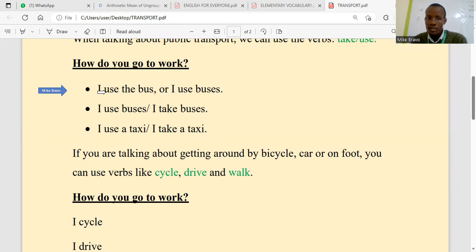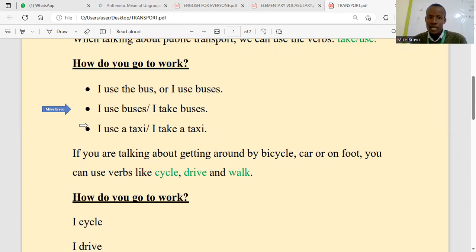You can use the statement I use the bus if you are talking about a specific bus, and maybe the person you are telling also knows that bus. Otherwise, if you use random, different buses, like maybe yesterday you used a different bus, today a different bus, and tomorrow you are likely to use a different bus, then it is good for you to say, I use buses. That means I use different buses to go to work.